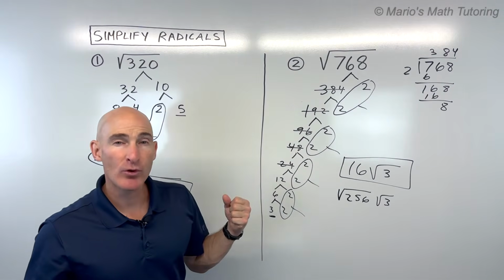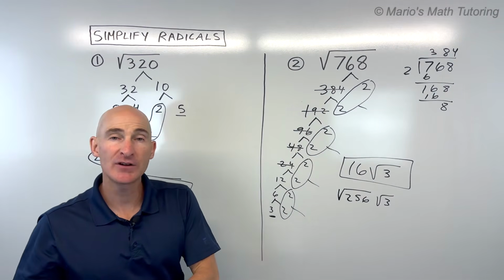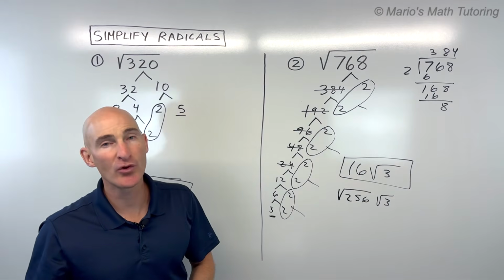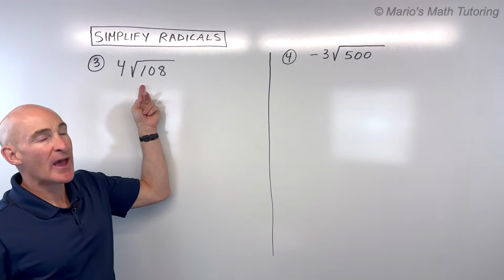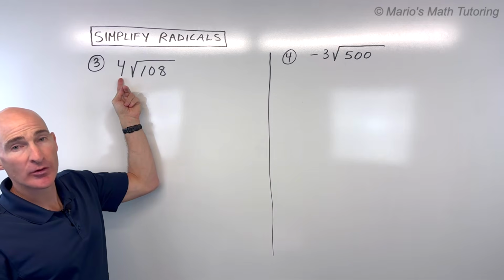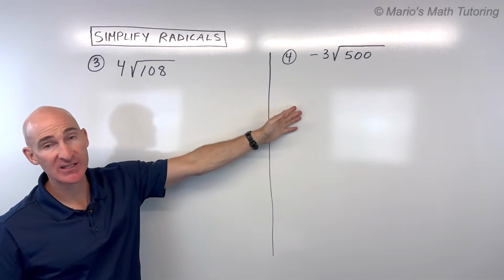So let me erase the whiteboard. Let's do some more examples. You might want to pause the video and try some of these on your own, but of course we'll go through them together. So what do you do when you have a number that's in front of the square root? That's what we're going to talk about in this problem and this next problem.